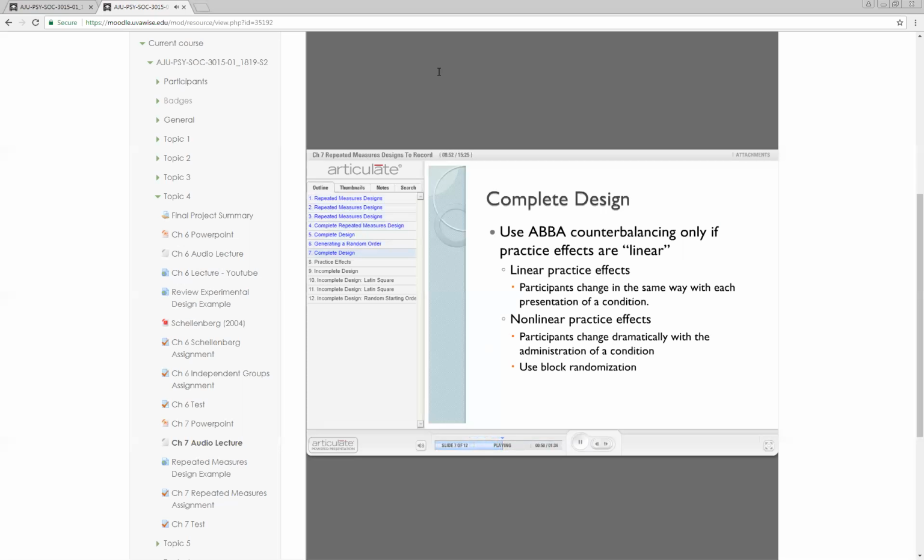Now it's really important to note that you can only use ABBA when practice effects are linear. What linear practice effects mean is that participants change the same way with each presentation of a condition. So they get slowly better and better with each trial they do. Sometimes, though, we see non-linear practice effects. You can think of these as kind of that aha moment after the first trial. They struggle the first time, the second time they just get it, they pick it up, and they get much, much better. If we have these non-linear practice effects, we really need to do block randomization instead.